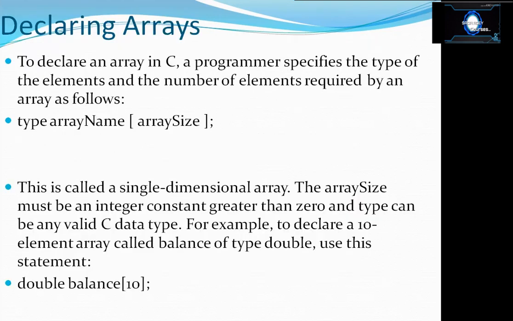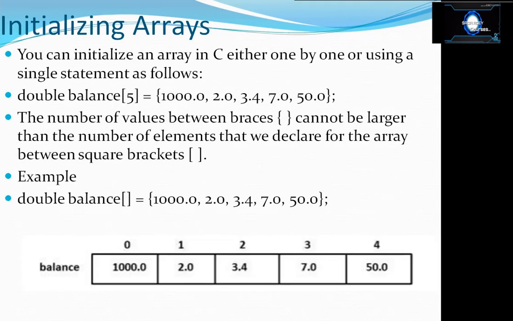Declaring arrays. To declare an array in C, a programmer specifies the type of the elements and the number of elements required by an array as follows: type, array name, array size. This is called a single-dimensional array. The array size must be an integer constant greater than 0 and the type can be any valid C data type. For example, to declare a 10-element array called balance of type double, use this statement: double balance[10]. There are different types of arrays.